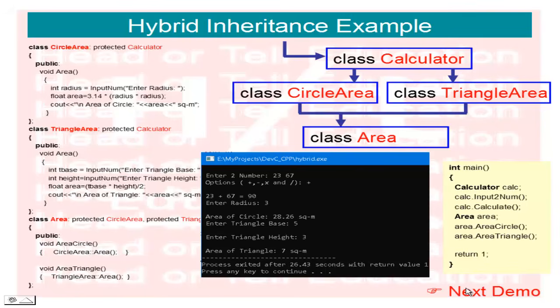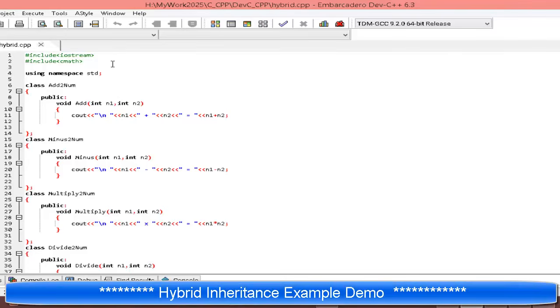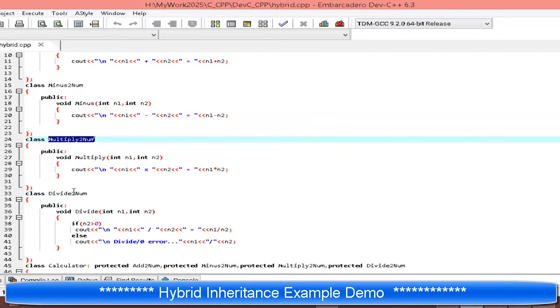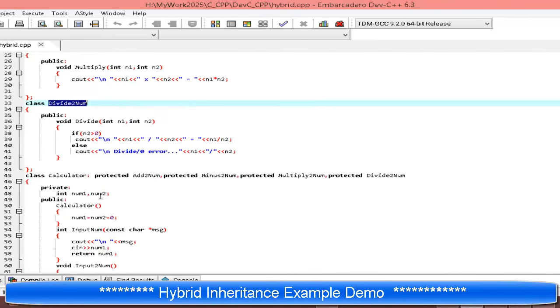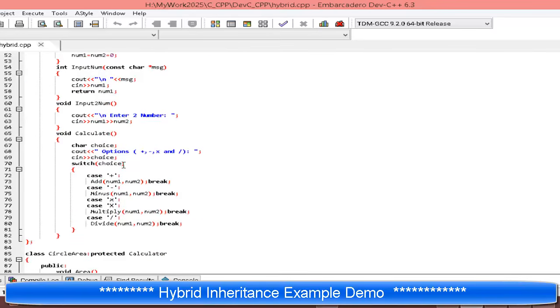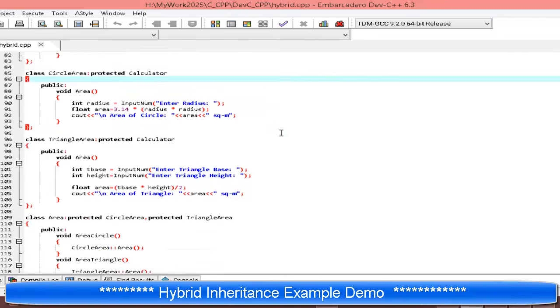Next, we check the demo of the same. So this is the code. Here I have created the base class with add two nums, minus two nums, multiply two nums, and divide two nums. Using all four, this is the base class of calculator. So I created the calculator class, with a constructor, input nums, and a calculate function according to the choice. Next, using the calculator class, I created the two classes circle area and triangle area.